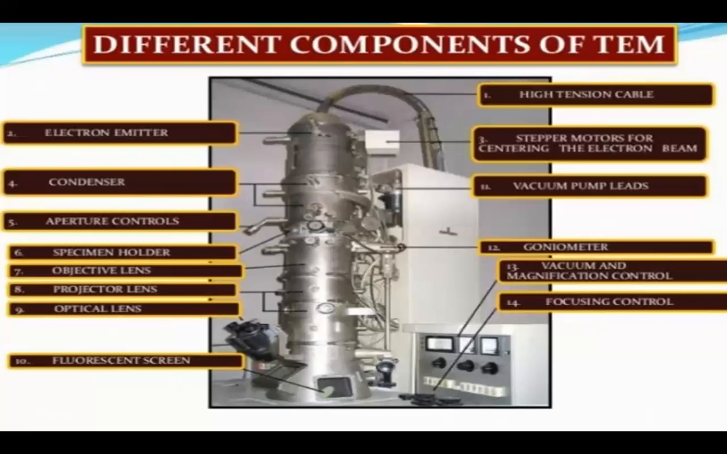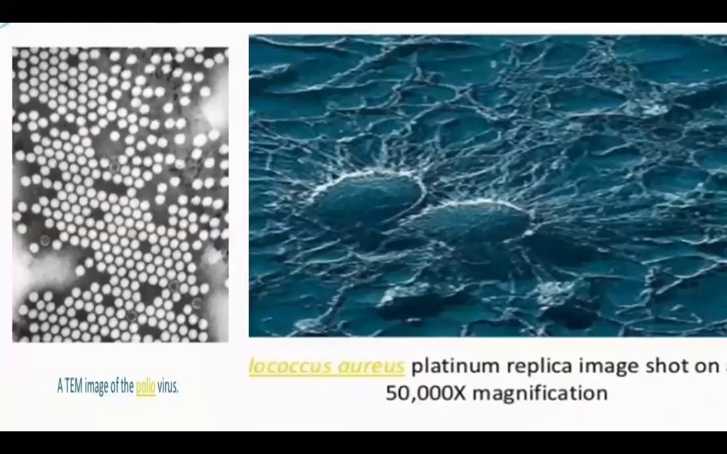These are two diagrams of the transmission electron microscope. Two viruses are detected by the transmission electron microscope. One is poliovirus and the other is Staphylococcus aureus, which can be magnified or detected by the transmission electron microscope.